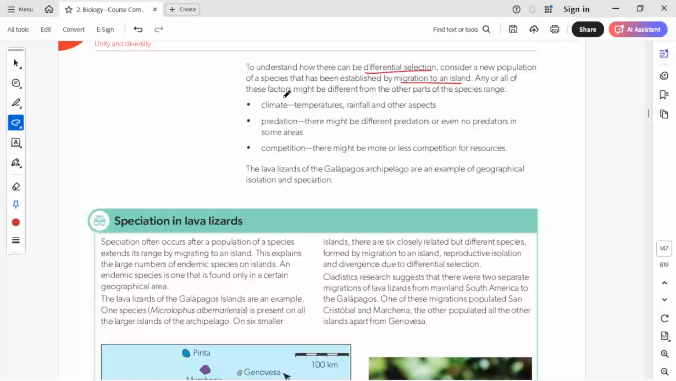Any or all of these factors might be different for the species in that particular area. For example, if this species used to live in one particular area and a particular group has migrated to a mountain area, what are the aspects that might be different for this species? Earlier they were living in a plain area and now they have migrated to a mountain. So the climate, the temperature might be different, and the amount of rainfall received in this area might be different. Predation: there might be different predators or even no predators in some areas.